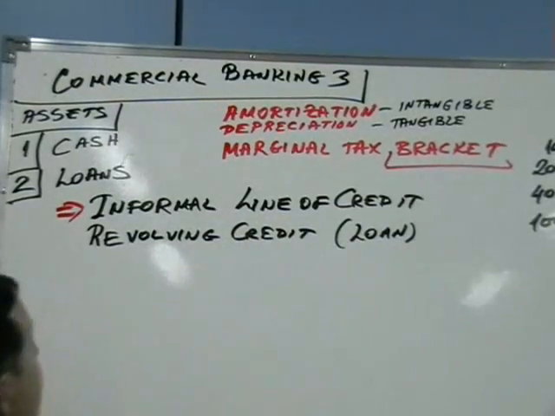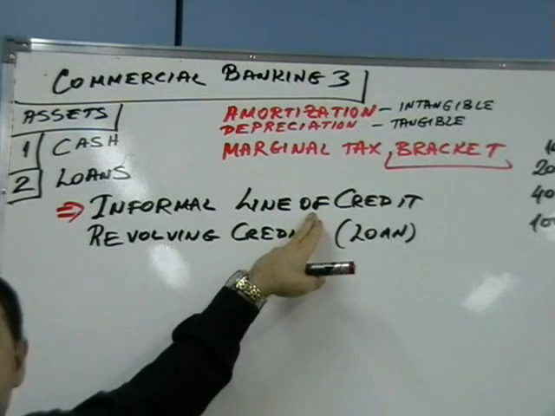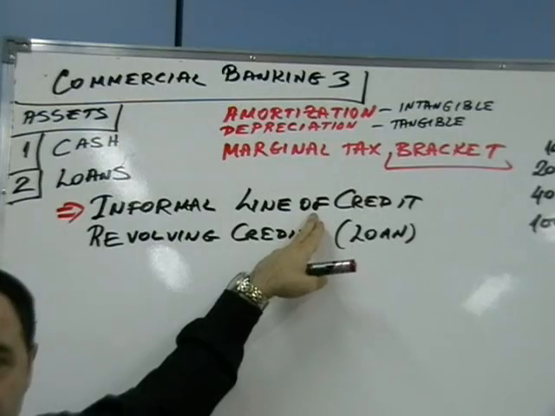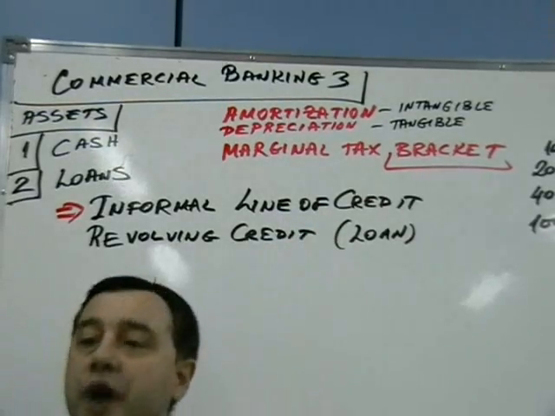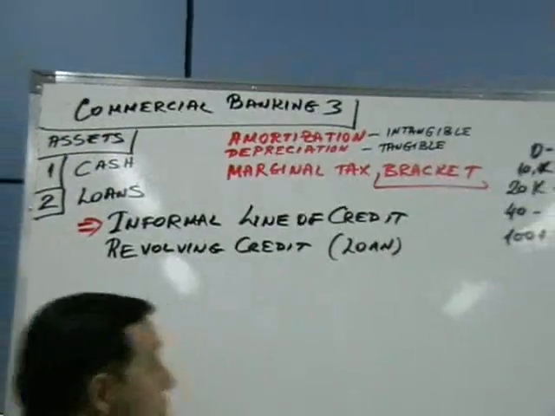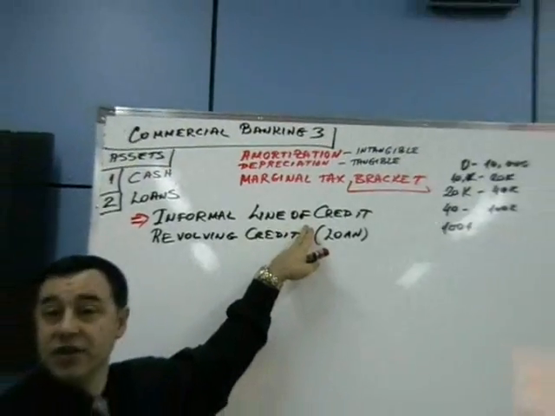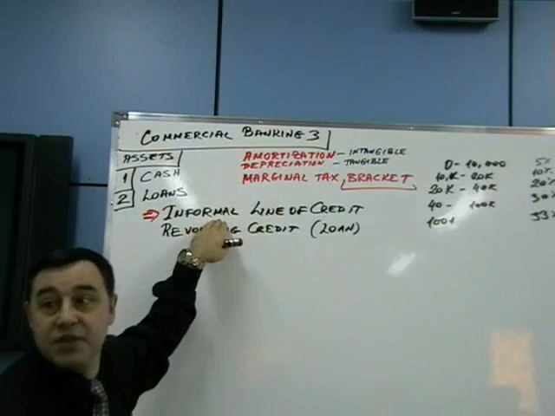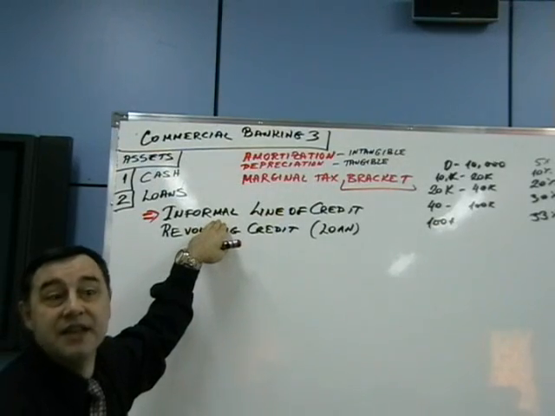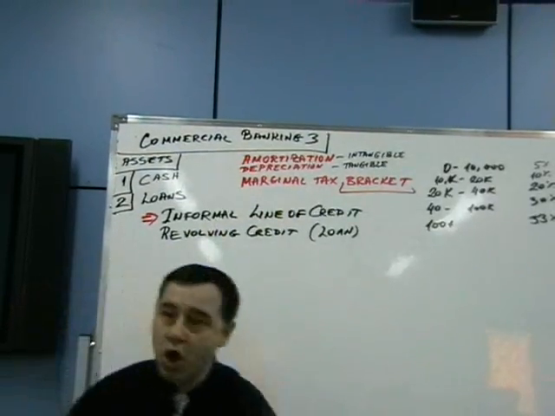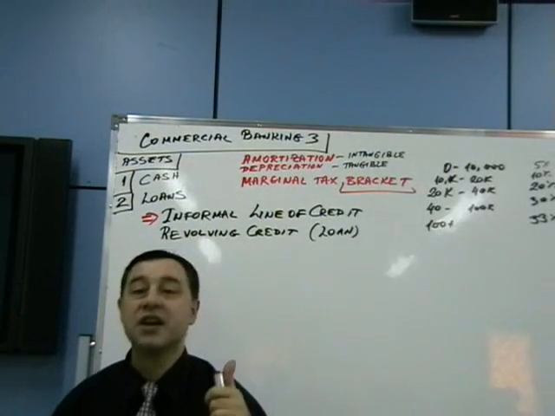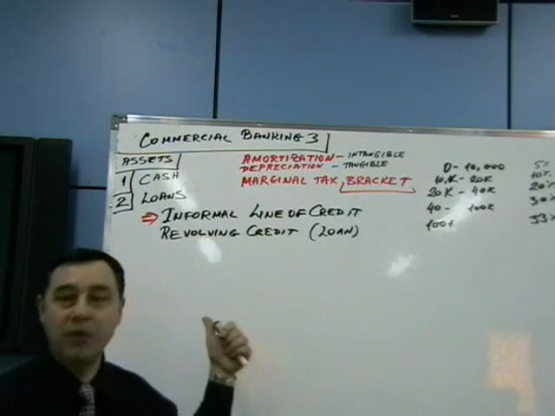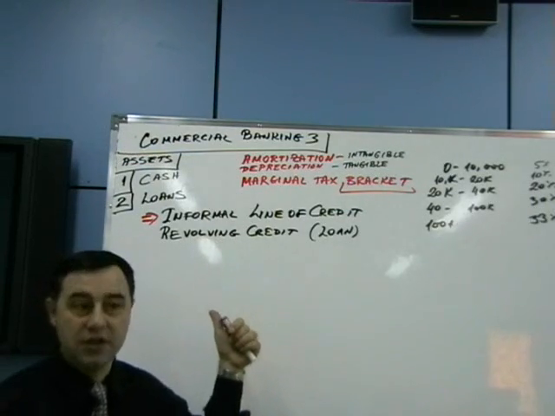Alright, what is a line of credit? Well, a line of credit is simply a facility provided by a commercial bank to a customer, usually a business, could be possibly even an individual. And the informal piece, which is key, means that the commercial bank has no explicit commitment and legally is not obligated to provide the loan.